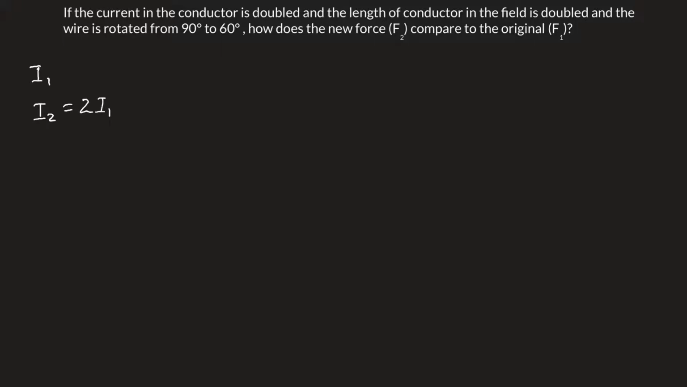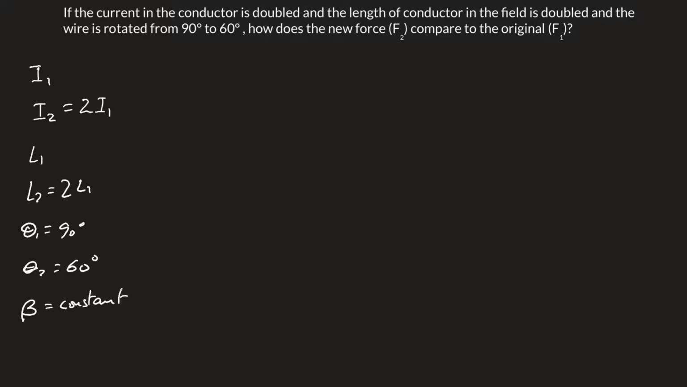So we're setting ourselves up for some sort of rate proportion type of question. We have some sort of length, L1, and the length of the conductor in the second one is doubled. So that leaves us with L2 equals 2L1. We have two different angles. It's rotated starting at theta 1, which is 90 degrees, and ending at theta 2, which is 60 degrees. And we're going to assume here that our beta value is constant throughout.